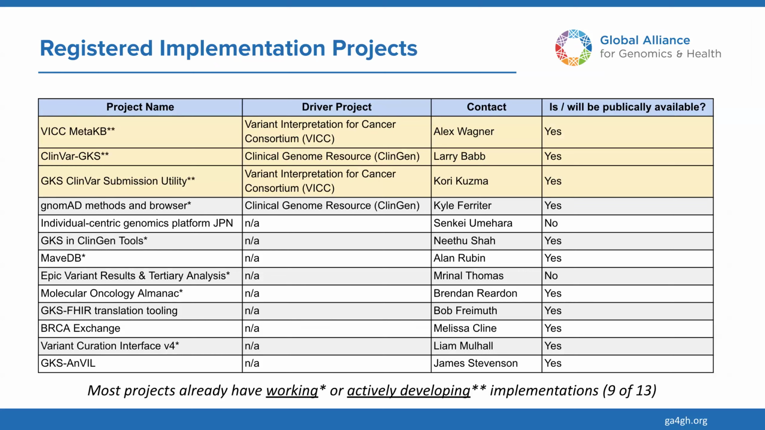So I'll wrap with a quick overview of implementations and use cases and a couple future plans. This is just a list of registered implementation projects for the VA spec. The top 3 in yellow are ones that have current working implementations. And importantly, I think 6 of the remaining 10 on this list are actively developing implementations in collaboration with the VA team. So there's a fair bit of momentum here for using the spec that we want to kind of keep pushing forward on. Next slide.